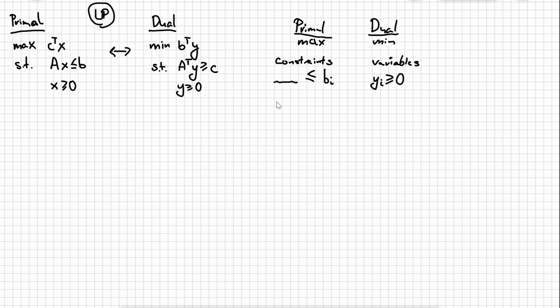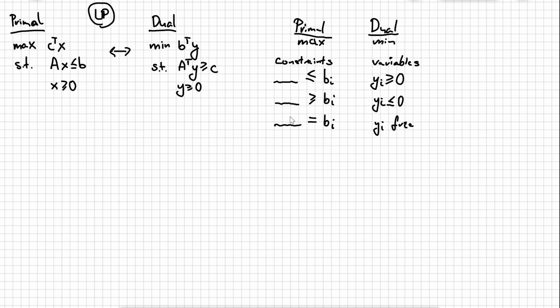What happens if the constraint happens to be originally greater than or equal to bi? Well, we can actually have a non-positive variable. We could say less than or equal to 0. And if the original constraint is equal to the bi value, then the corresponding yi variable will be free, meaning it can take any real value, positive, negative, or 0.